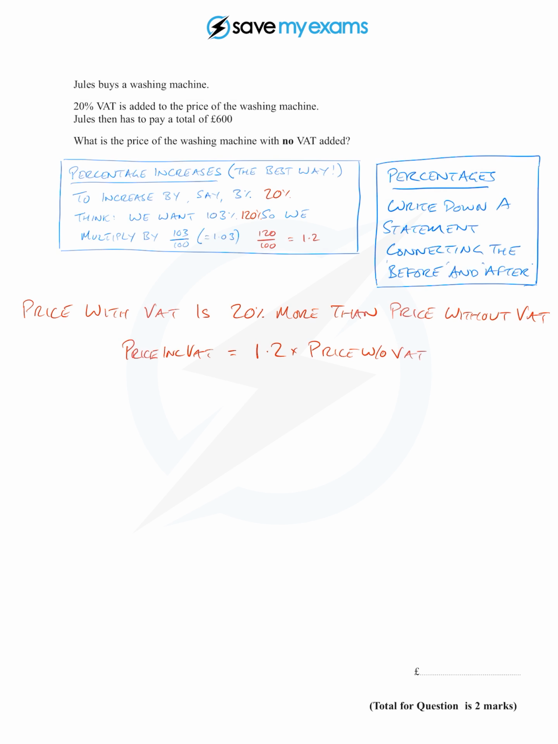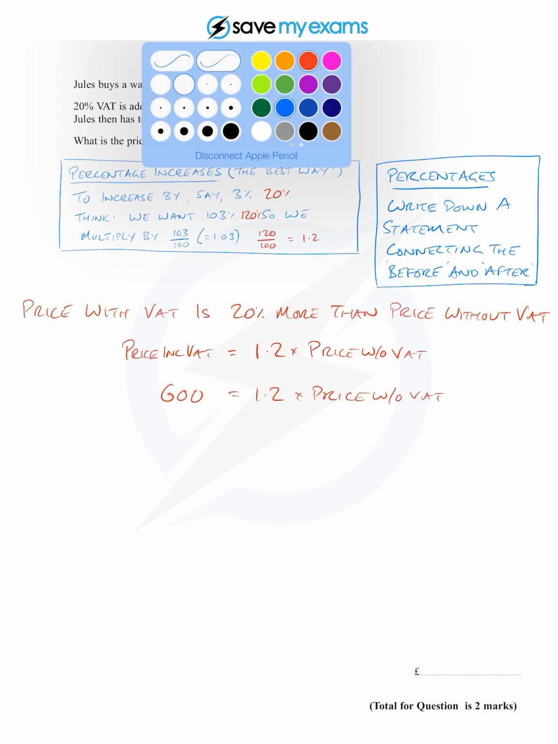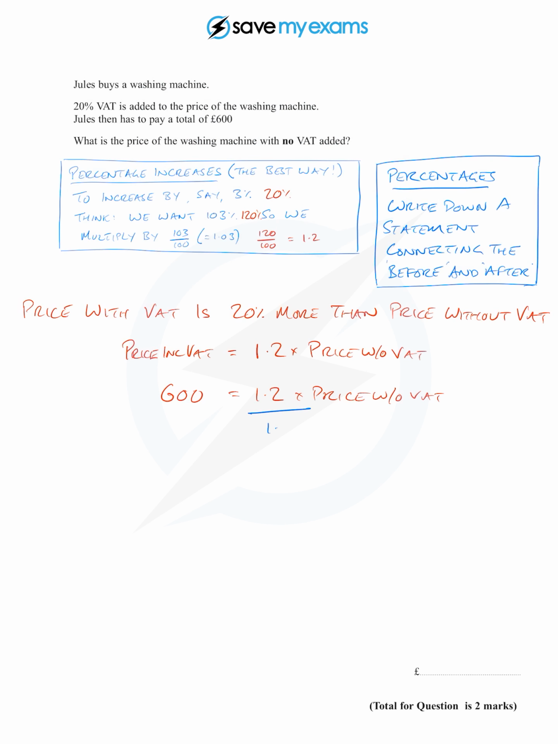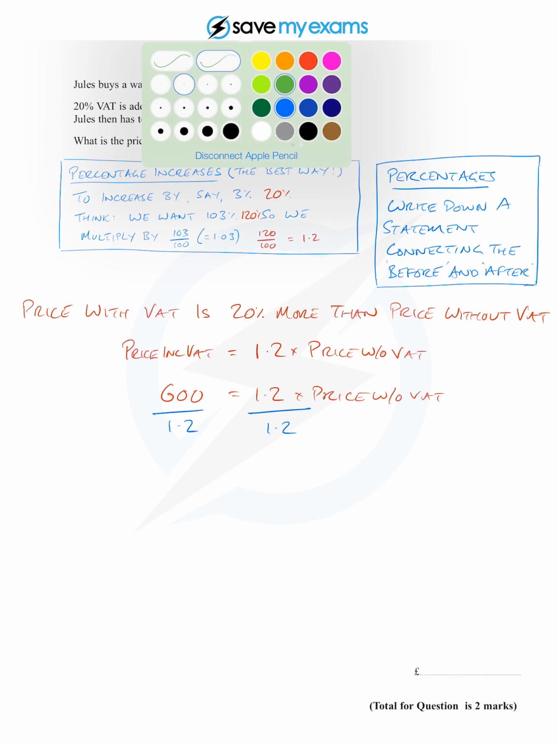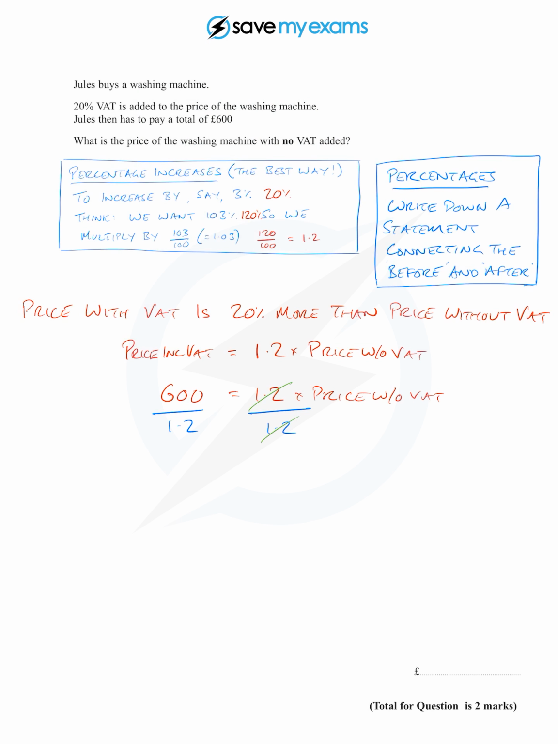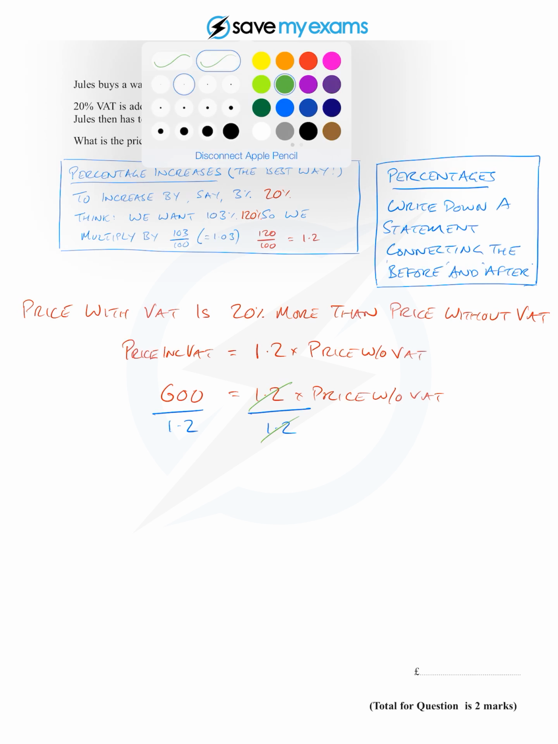Okay, and now we can just put in the numbers. So 600 is equal to 1.2 times the price with no VAT added, in other words, the price without VAT. And to find the price without VAT, we divide by 1.2. And we do that on both sides to make things fair. The 1.2s cancel on the right-hand side. That's rather the point of doing it.